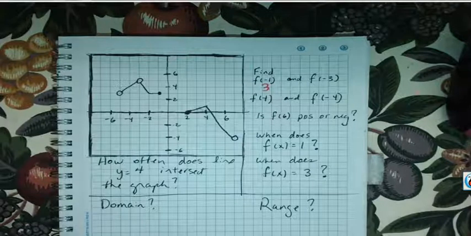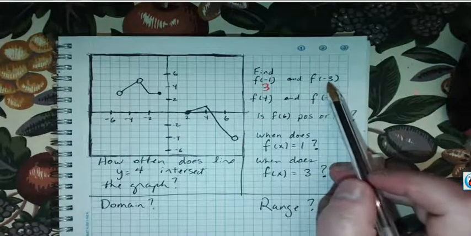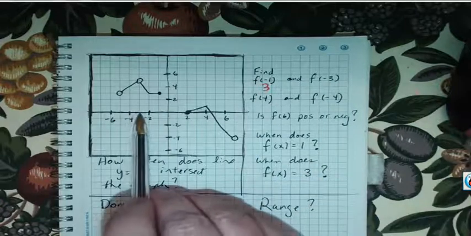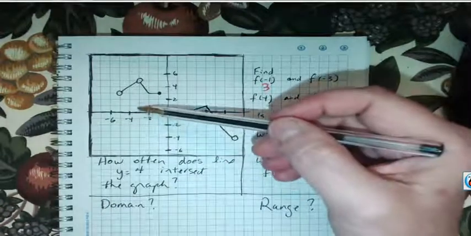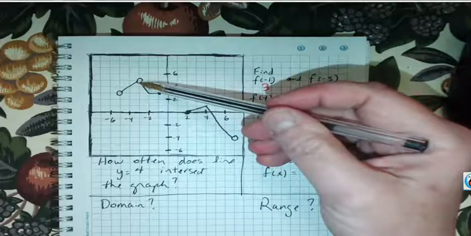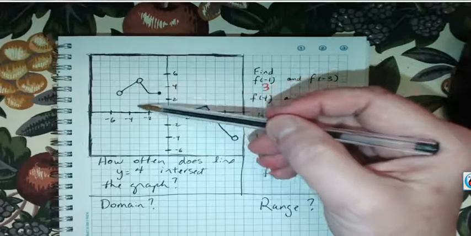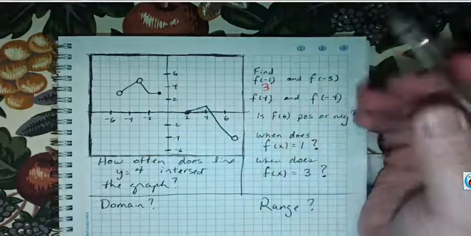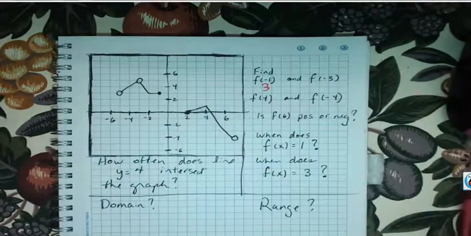What's f evaluated at -3? You find the point whose x-coordinate is -3. Now, when I look up, there's nothing. When I look down, there's nothing. So this is not defined.